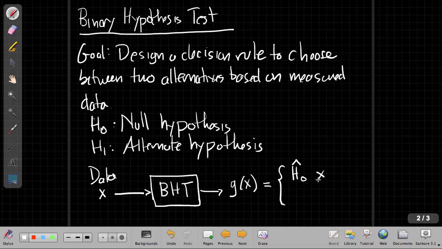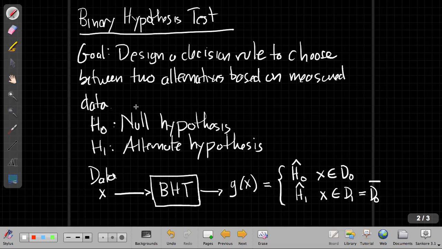If I see some set of values of x, those are the times where I think it's best to guess H0. I'll call that set D0. So for any x in that set, my best guess is H0. Otherwise, my best guess is H1. That's some region D1, which has to be the complement of D0. Every value of x has to get assigned to either guess H0 or guess H1.